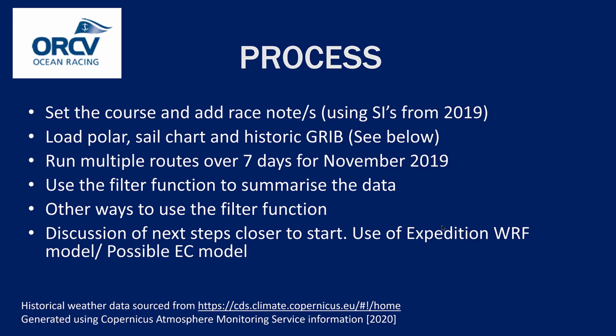I'll load a polar, sail chart and the historical GRIB, which came from the Copernicus website, as you can see at the bottom. I'm going to run multiple routes over 7 days for November 2019. The race is scheduled for a 31st of October start, but the historical GRIB I've got starts on the 1st of November.